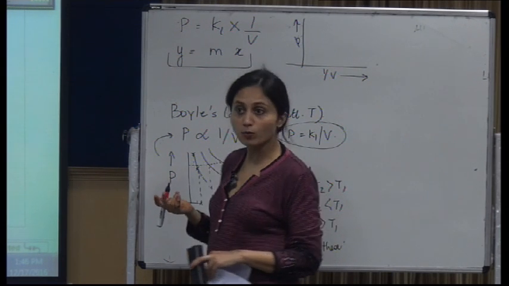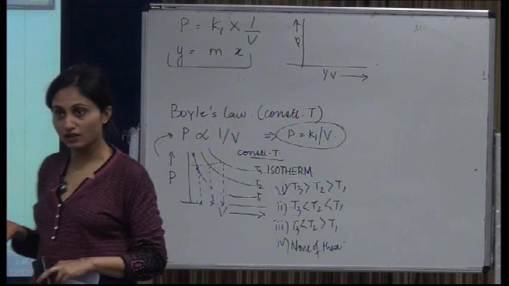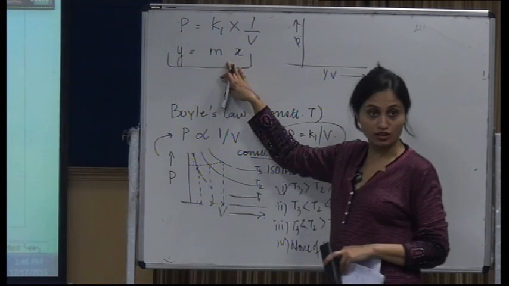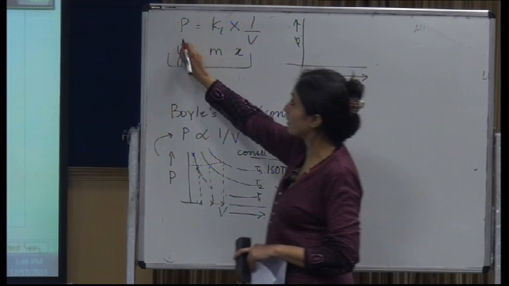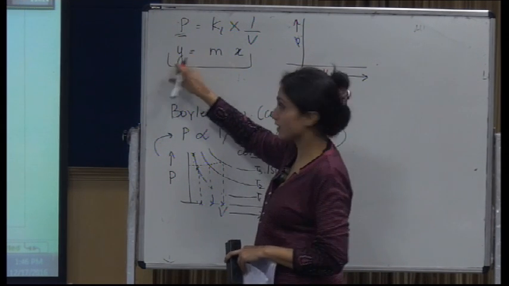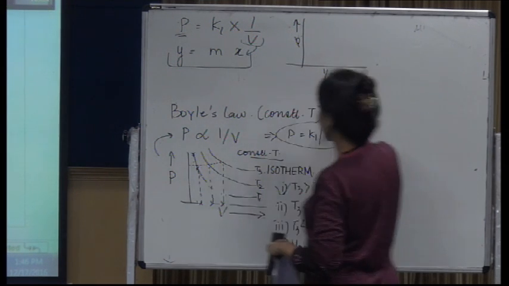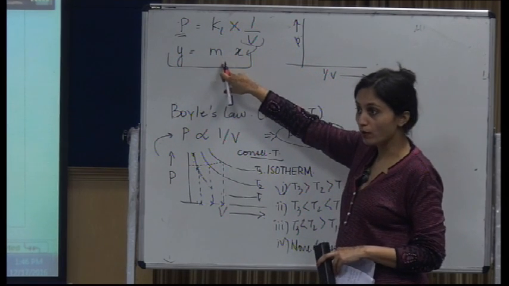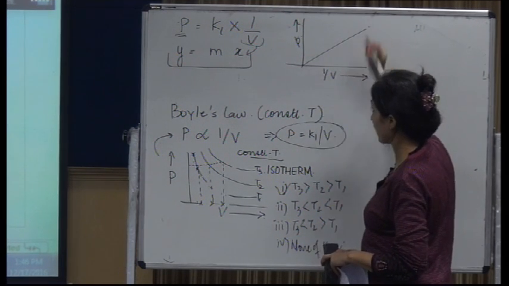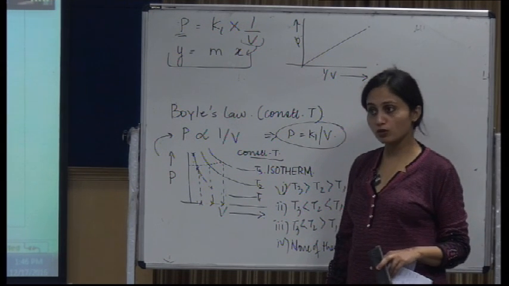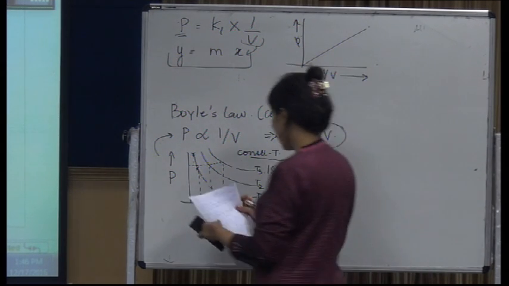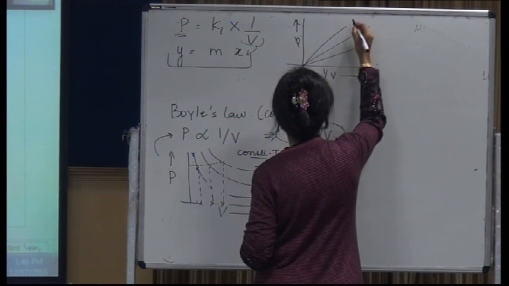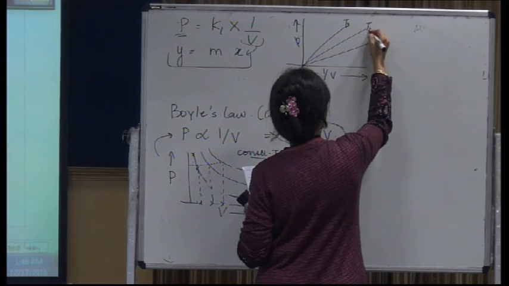Why? Because otherwise, what is the equation of a straight line? Y is equal to mx plus c, where if c is 0, then you know that the straight line is passing through the origin. So in this case, I have taken P on the y-axis and 1 by V on my x-axis. So naturally, the constant comes in from the slope of the straight line. The plot will look something like this, right? Again, you can have different slopes and apply your logic accordingly. Say this is T3, T2 and T1.